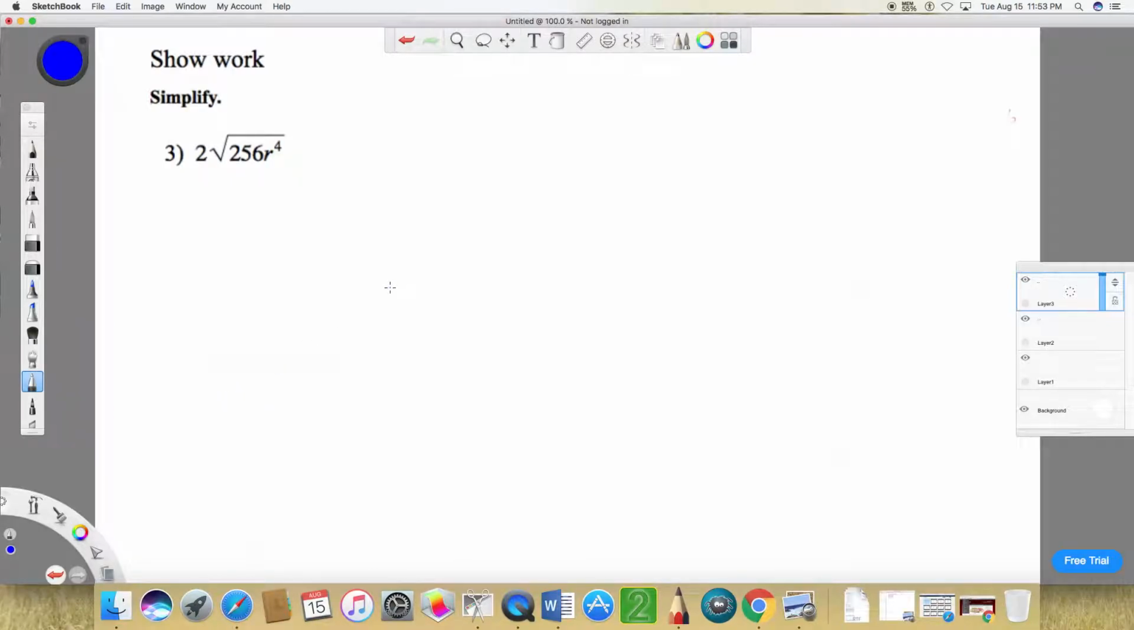Let's take a look at this problem. They want us to simplify 2 times the square root of 256 times r to the fourth power. And we know that we can split apart the radicals if you have multiplication, so we can look at the square root of 256, and we can look at the square root of r to the fourth.